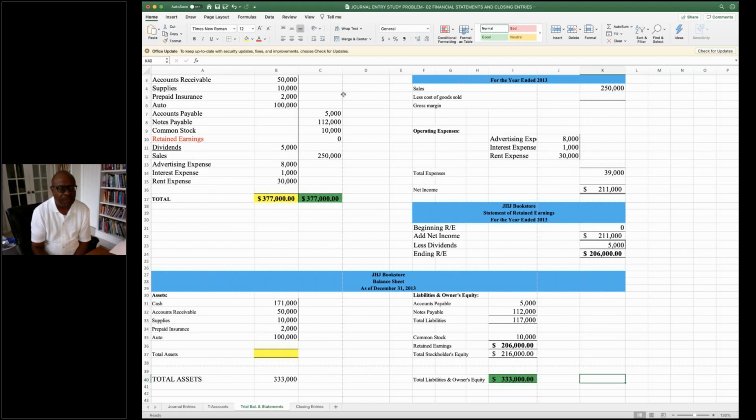Here we have a trial balance. Here we have the income statement. Here we have the statement of retained earnings. And here we have the balance sheet. And you all said all of this was easy. So now I want you to make the closing entries. I want you to make the closing entries given these facts. I want you to make me 4 closing entries. So take out a sheet of paper and begin working.